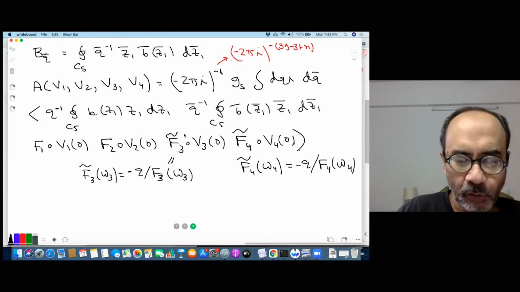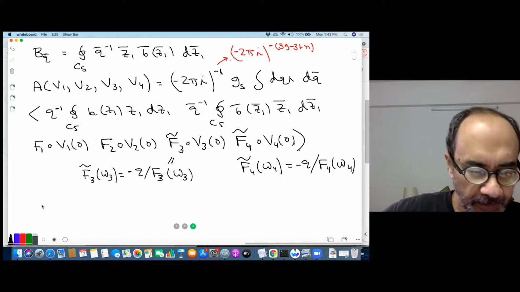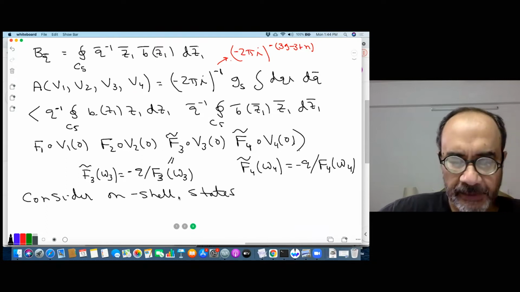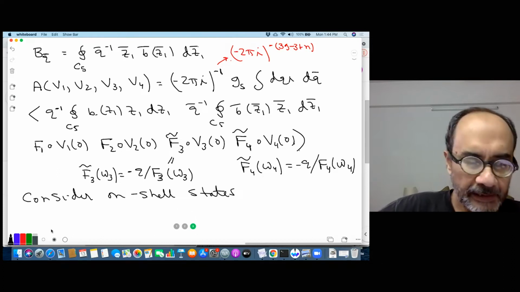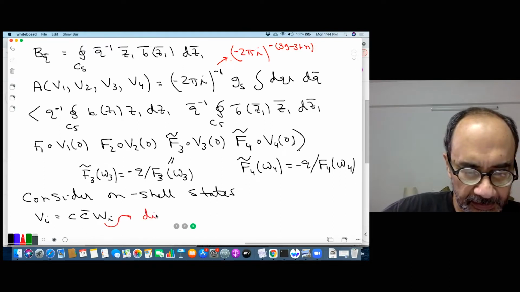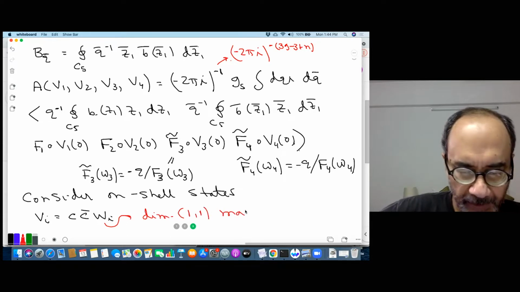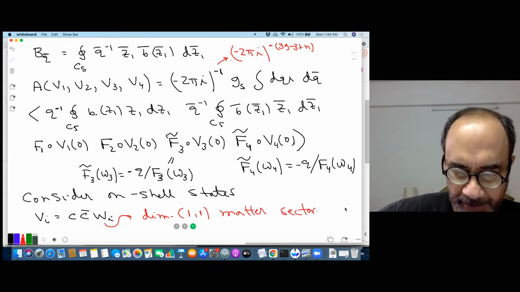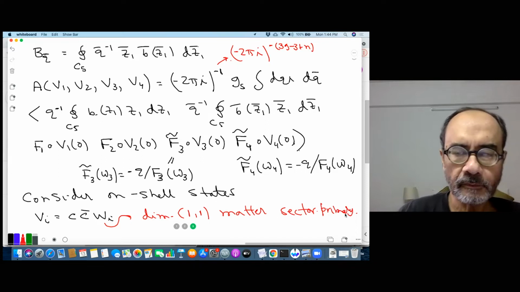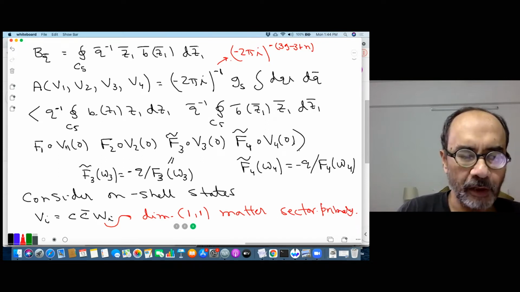Now we are going to restrict to on-shell states. So now consider on-shell states. That means BRST invariant states. And as we discussed, for BRST invariant states, you can choose a representative. The representatives we'll be choosing are Vi equal to c c bar Wi, where Wi is a dimension (1,1) matter sector primary. Matter basically means it's made of x's and the derivatives, and e to the ik dot x. So then f1 dot V1, because V1 becomes a dimension 0 primary, just becomes V1 of f1 of 0.